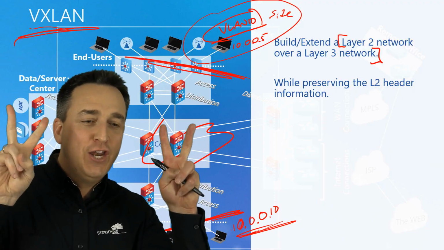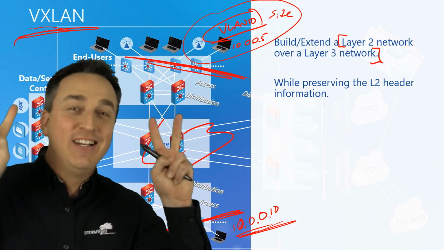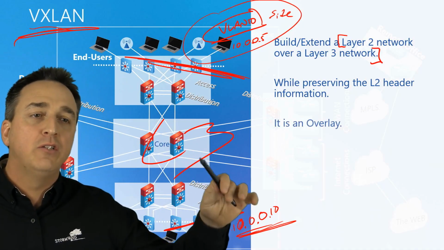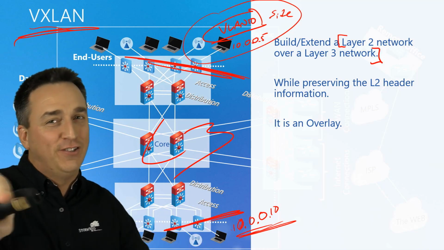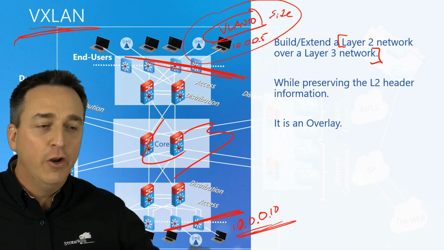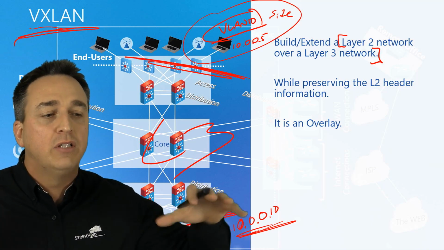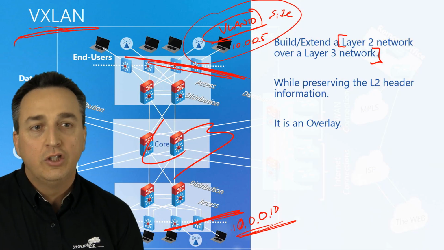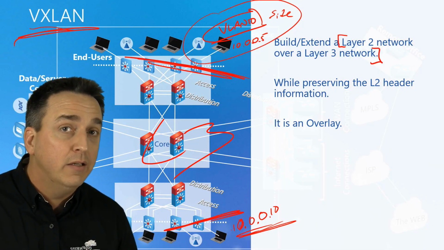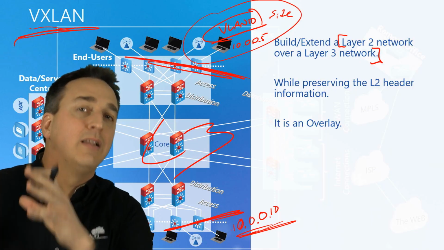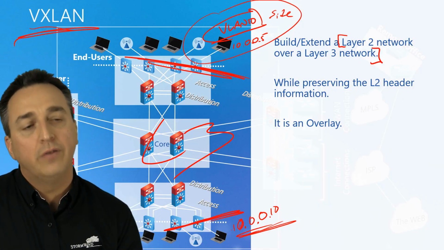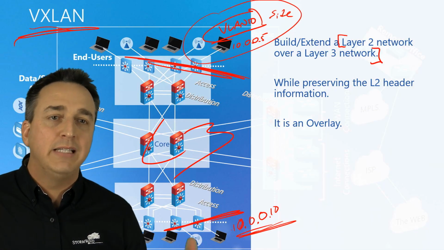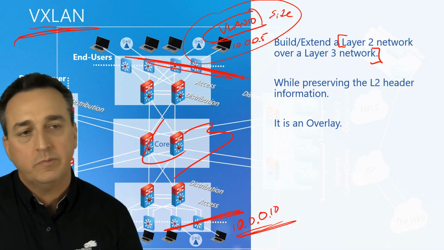Building tunnels, okay? You remember, tunnels means encapsulation. So VXLAN is what we call an overlay technology. You know that for the exam. An overlay technology that allows us to preserve that layer 2 header information. So we use VXLAN for the data plane in SD access. We use LISP for the control plane for SD access. Remember, we're covering these from the perspective of SD access to get you ready for the exam.